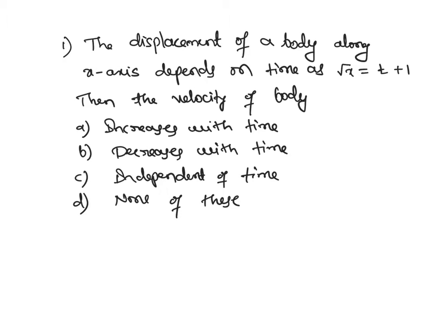Okay, so here is a problem on motion in one dimension. The displacement of a body along the x-axis depends on time as root x is equal to t plus 1. Then the velocity of the body is? As you know, velocity v is equal to dx divided by dt, correct? This is what we have studied. So let me get the value of x now.